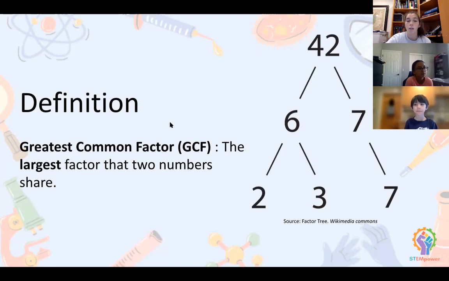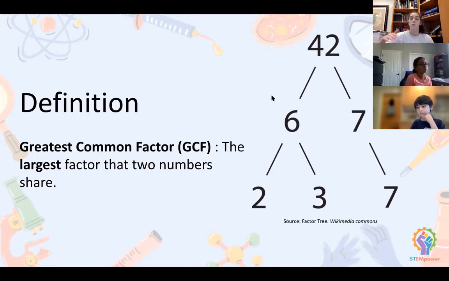Have you guys heard of greatest common factor before? Have you used it? No. All right, so the reason that 42 has the greatest common factor of 6 and 7 is that even though it is divisible by 2 and 3 as well, the greatest numbers, the largest numbers that it is divisible by, other than 1 and itself, are very large numbers, but 6 and 7 are right next to each other.